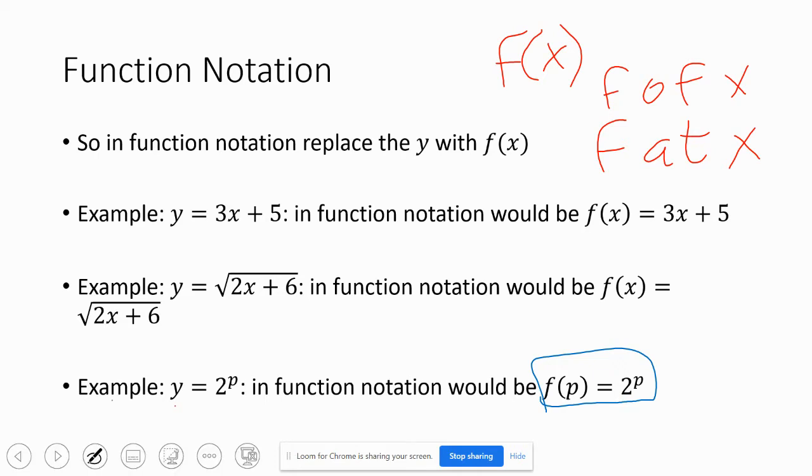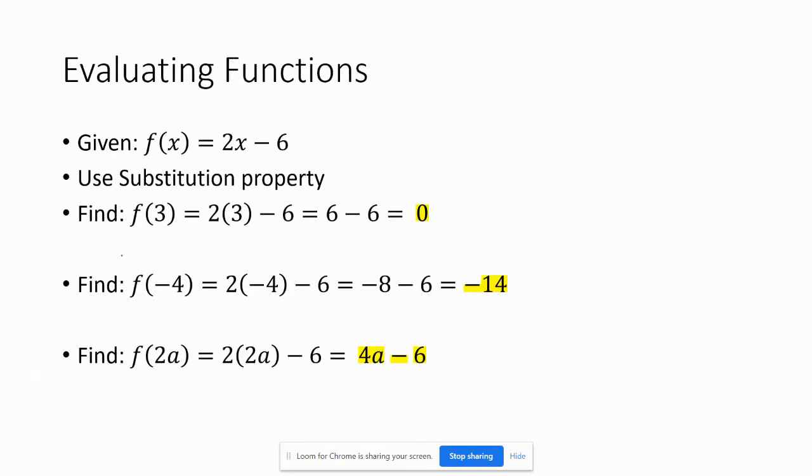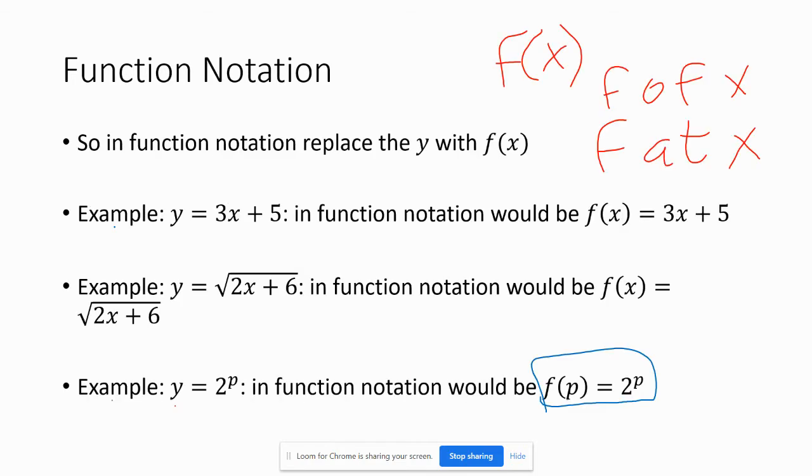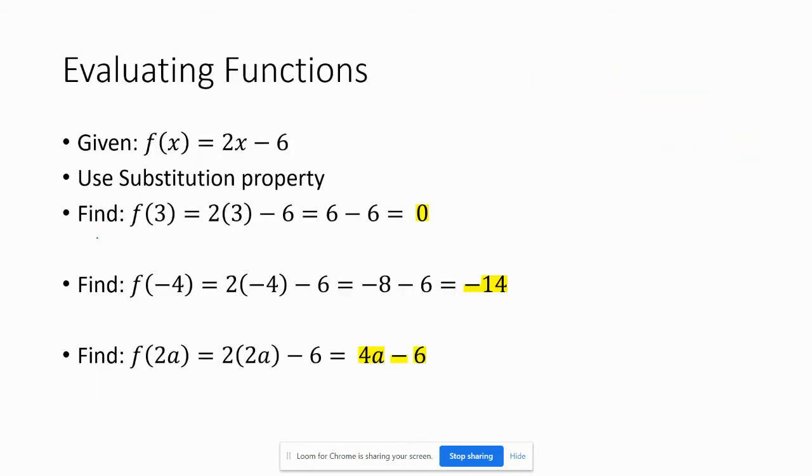Let's go on to the next slide. Okay, now that's how you do things in function notation, really basic. Now once you have function notation, you can substitute values in for x. So given f of x equals 2x minus 6, we use the substitution property and we substitute in the number for x. So for the first example, we have f at 3.